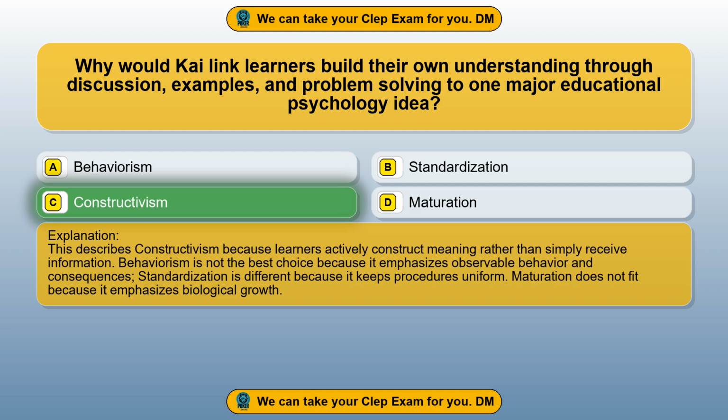Behaviorism is not the best choice because it emphasizes observable behavior and consequences. Standardization is different because it keeps procedures uniform. Maturation does not fit because it emphasizes biological growth.